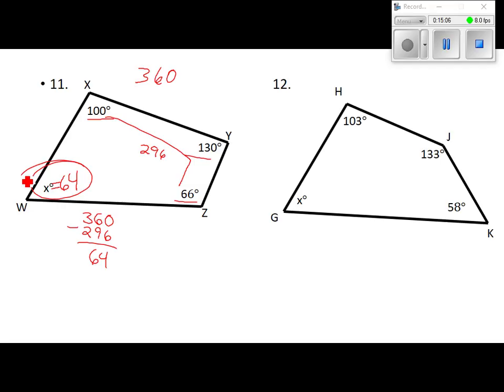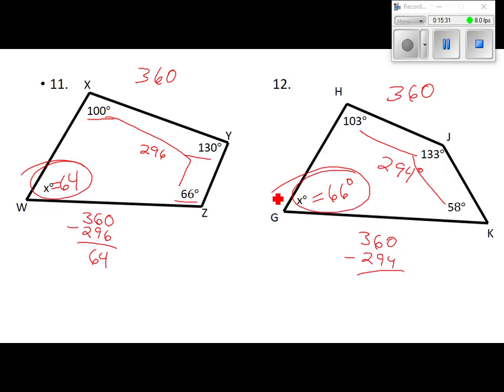Next one. Same idea on this one, right? How many sides? So we know all of it totals 360. We've got these adding up to 294. Anybody else agree with that? Yeah. So what do we do with that 294? Subtract it from 360. What is it? 66. So what does x equal? x equals 66 in that case.